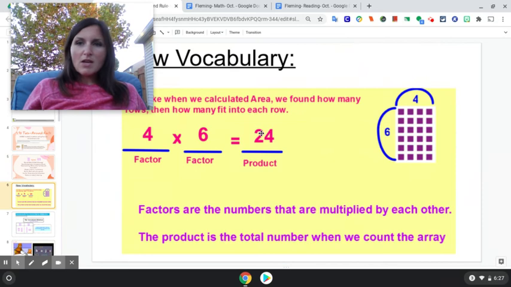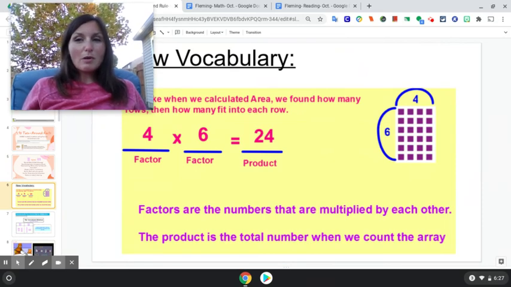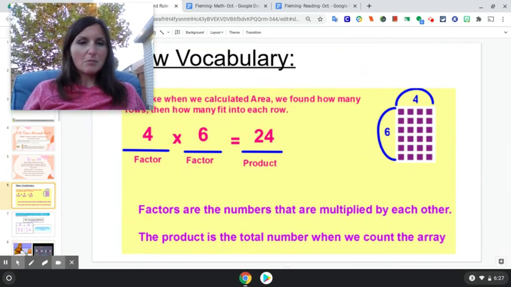All right, so some new vocabulary we want to make sure that we remember. I think we touched on this once before, but it's always good to look back at it. This is like thinking about area. We talked about area briefly in our explorations, but it says 4 times 6 equals 24.